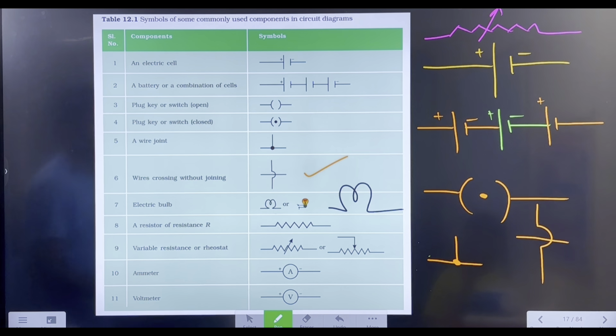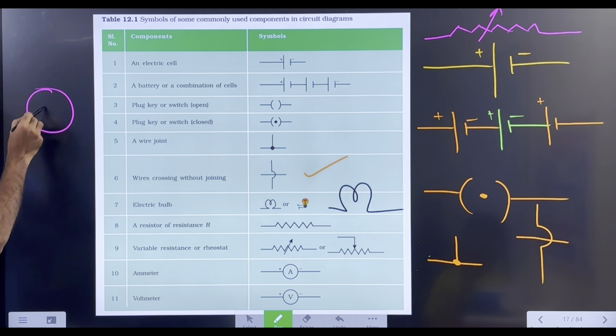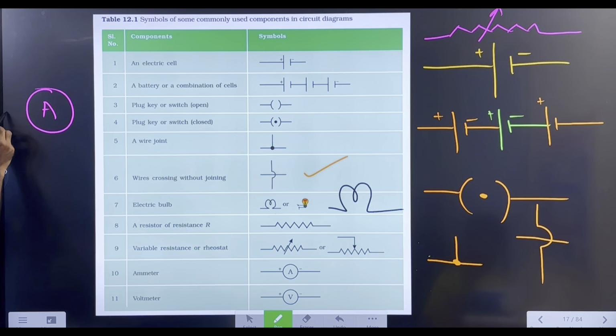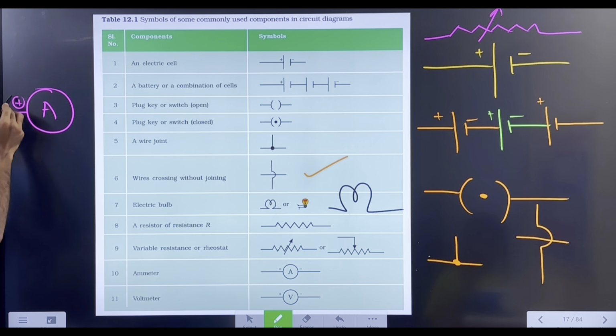And ammeter, how do you represent the symbol of the ammeter? Just draw one circle with the letter A, and on this side you give the positive terminal and on this side the negative terminal. This is the symbol of the ammeter. Then voltmeter, how will you represent it?